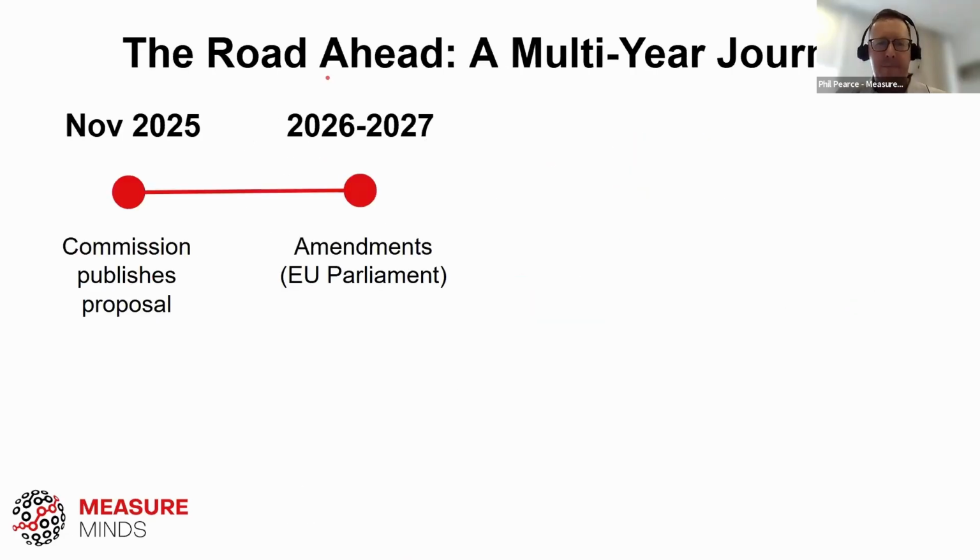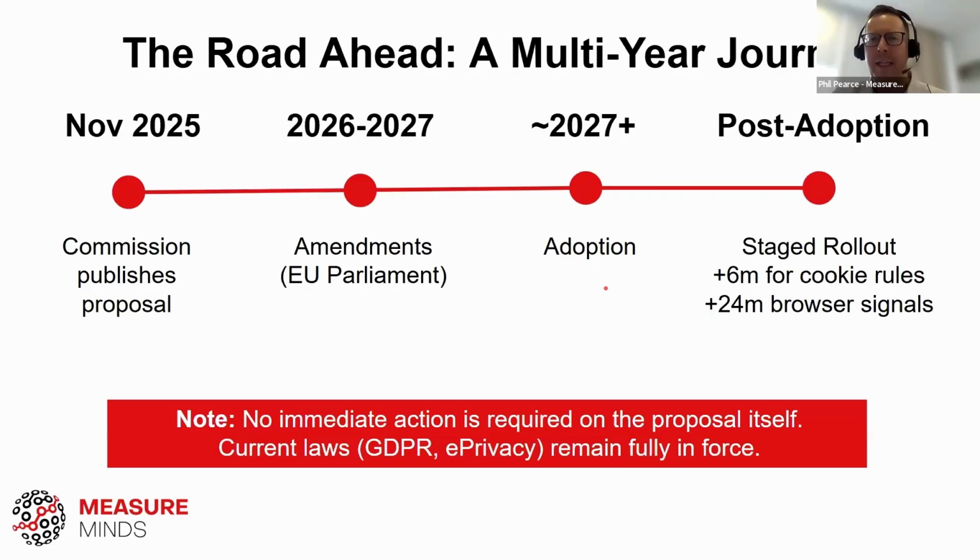Proposal stage was in November. There are quite a few non-profits that have done some really good analysis of the amendments. And as I said, it's at least a year away from adoption. There may also be a staggered approach for some of the cookie requirements and browser signals, because it takes time for browsers to push out updates, test them, etc.